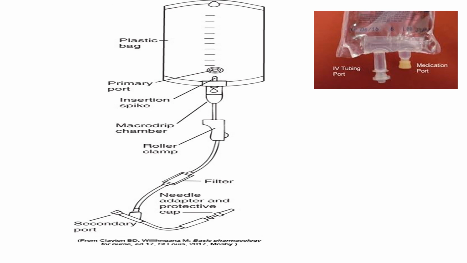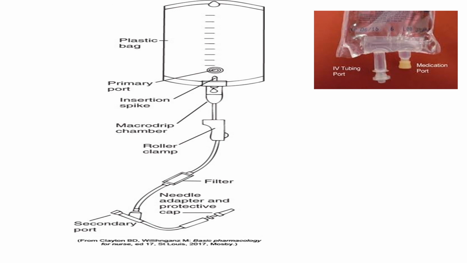So now we'll go back to the image on the left. Under the bag, you can see that the tubing has already been inserted into the bag via the insertion spike. Under that is what we refer to as the chamber. This one happens to be a macro drip chamber. We'll talk about that in further detail in a couple of slides. It could also be micro drip. So you can actually see the fluids coming from the bag down into the tubing by looking at this drip.